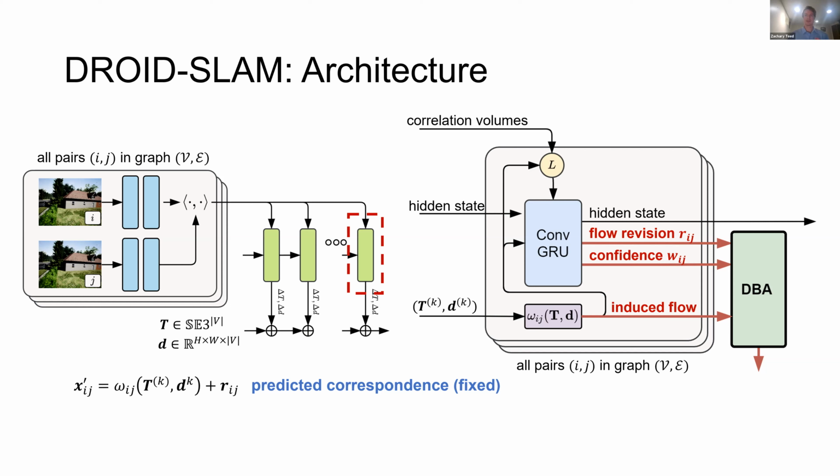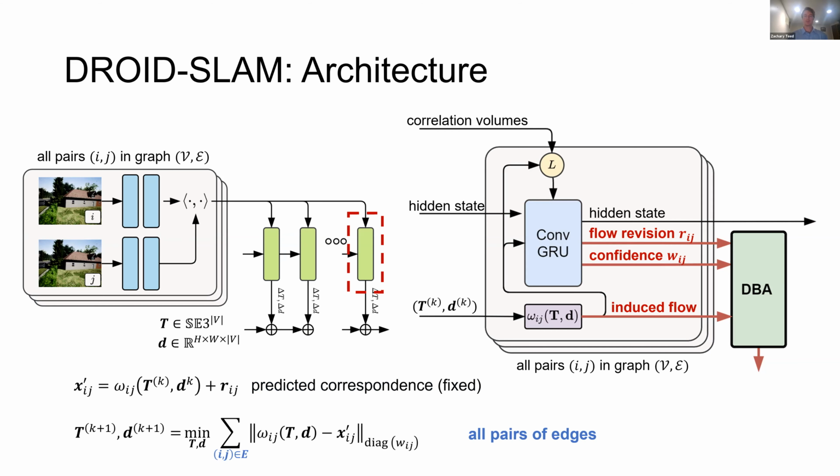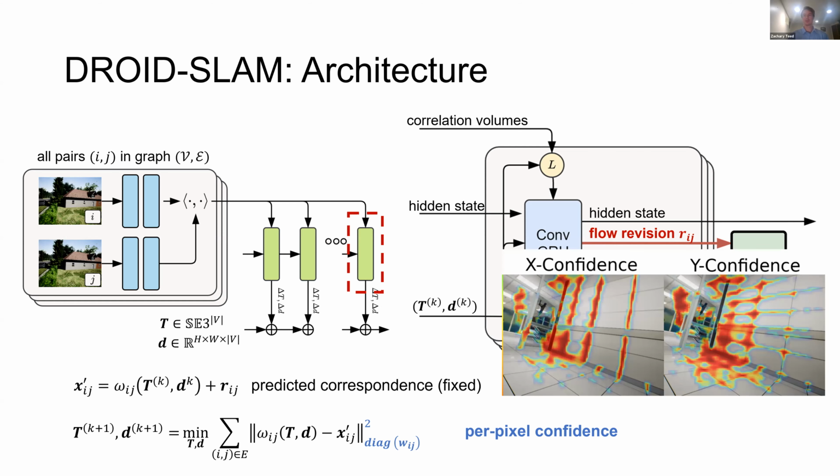Using this warping omega function, we can compute the correspondence estimate using our current estimate of poses and depths. We update this using the revision predicted by the network. And then we model a least squares optimization problem. This optimization objective sums over every edge in the frame graph, and it takes the difference between the induced flow and the predicted flow. Additionally, we use this predicted confidence to weight the optimization problem. And again, this is typically what we find when we visualize the confidence prediction.